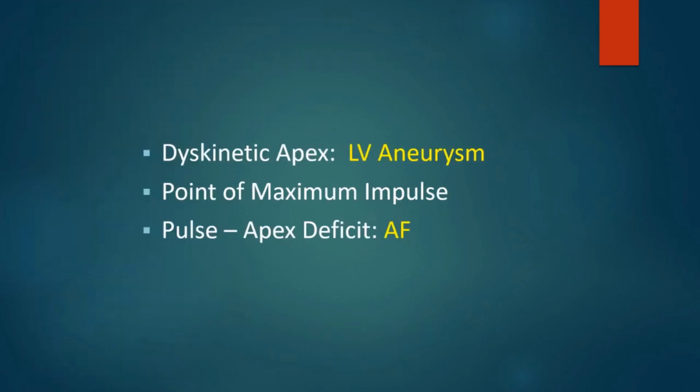Dyskinetic apex in left ventricular aneurysm is a seesaw pulsation with an additional out-of-phase bulge above the lowest impulse. Point of maximum impulse is sometimes checked when the apical impulse is diffuse and difficult to localize. Pulse apex deficit is a term used in atrial fibrillation to note the difference between pulse rate and the rate of apical impulses.